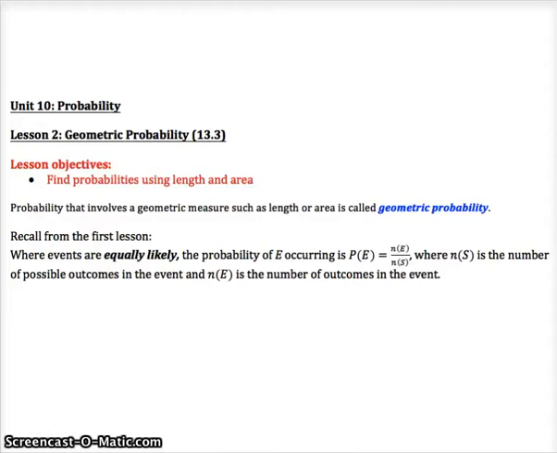Okay, second lesson of probability. This is the one that makes it seem the most like this unit belongs in this course. This is the one where we talk about geometric probability.